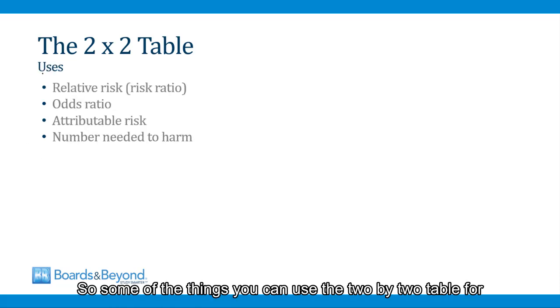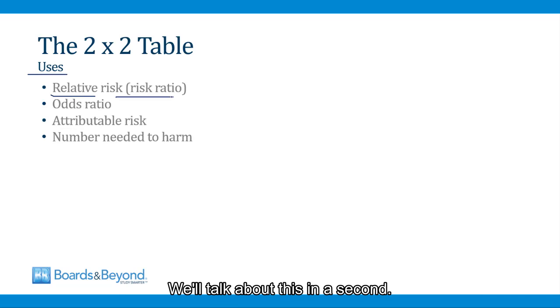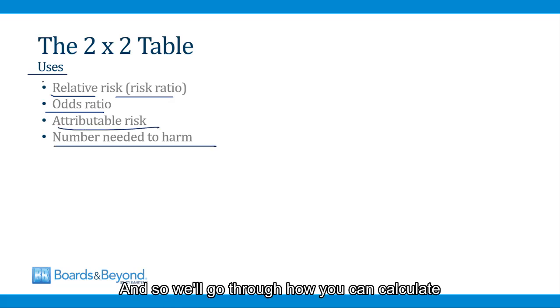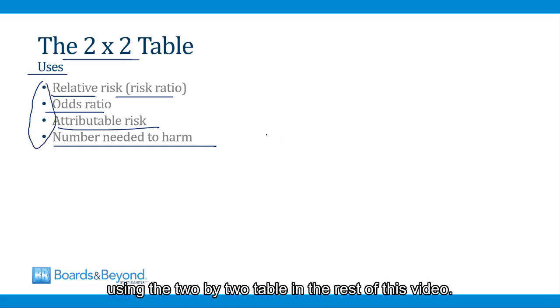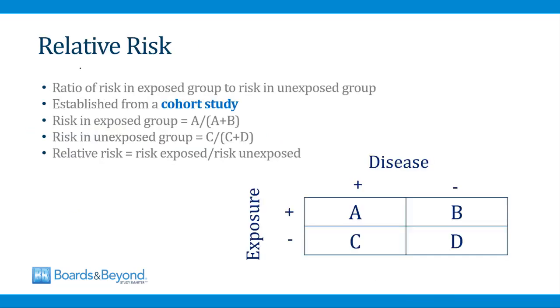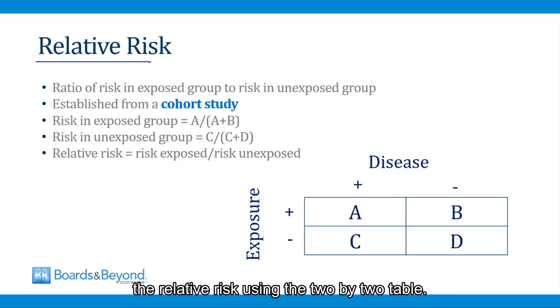So some of the things you can use the 2x2 table for are to determine the relative risk or risk ratio. We'll talk about this in a second. You can also calculate an odds ratio. You can also calculate attributable risk and number needed to harm. And so we'll go through how you can calculate all of these things using the 2x2 table in the rest of this video. Let's start by talking about how you can determine the relative risk using the 2x2 table.